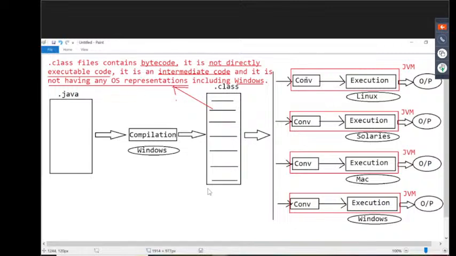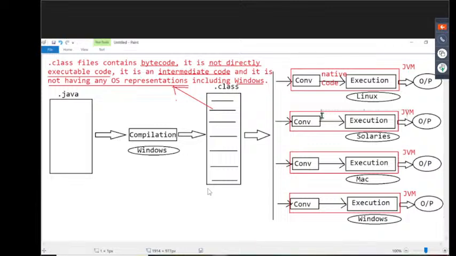One is conversion, and the second one is execution. What is the job of this converter now? The job of the converter is converting bytecode from neutral nature to local operating system representation. Got it or not? The bytecode which is in local operating system representations is called native code. All of you get my point or not?